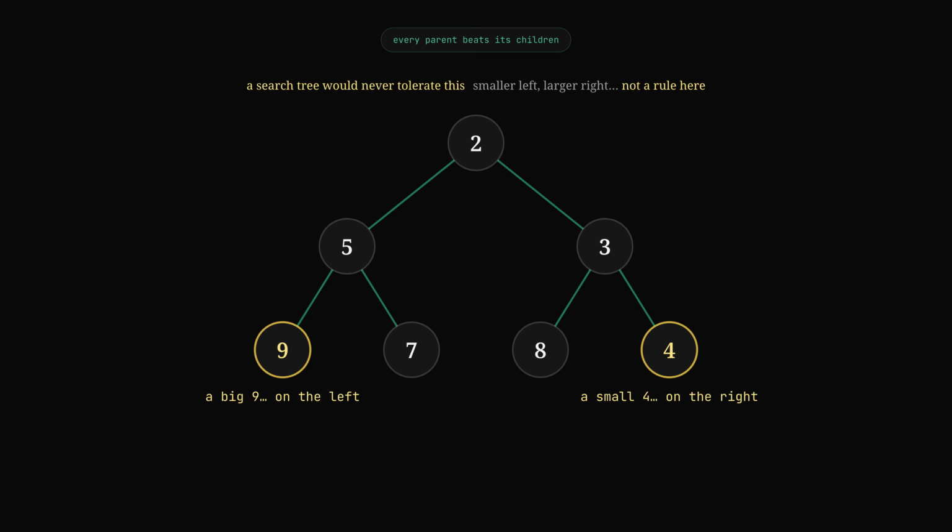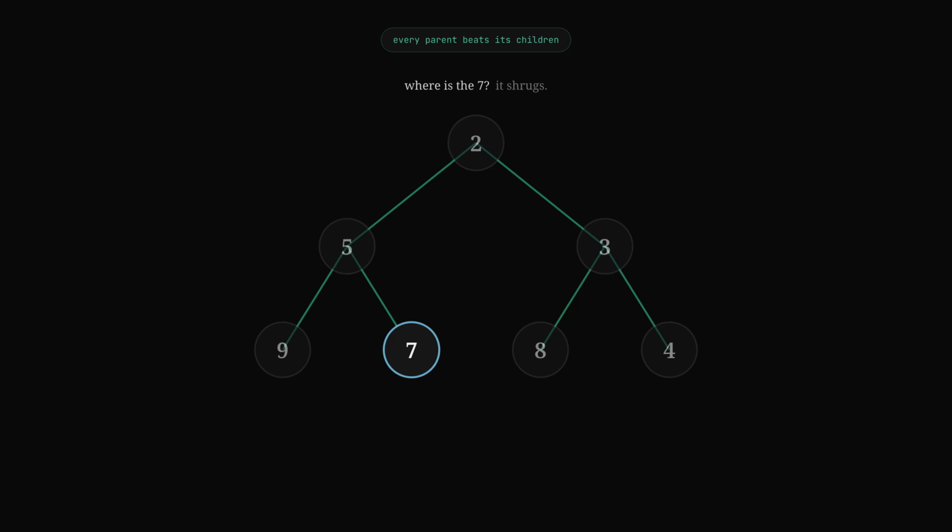So what did weakening the invariant cost? Ask this structure. Where is the 7? And it shrugs. All it knows is that 7 is somewhere below something smaller, which is nearly everywhere. Search is order n, a full scan. Ranges, sorted walks, nearest key, gone.